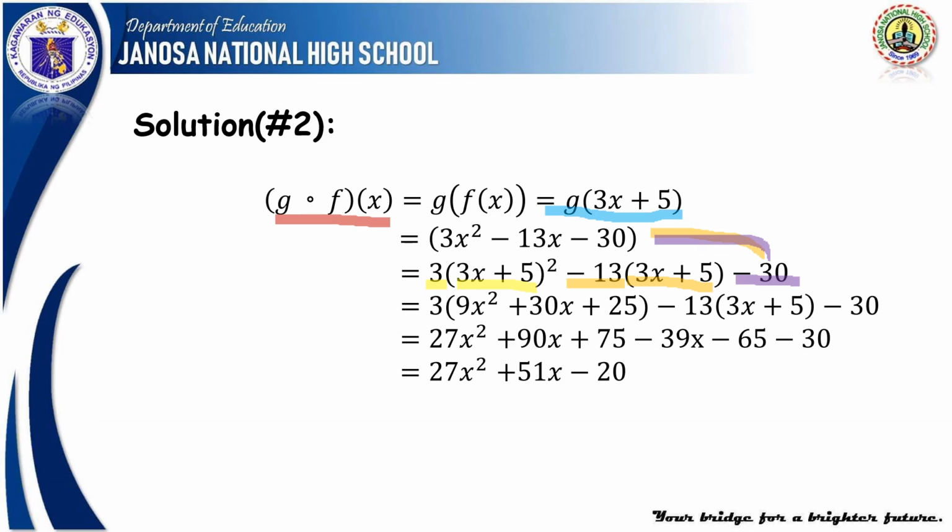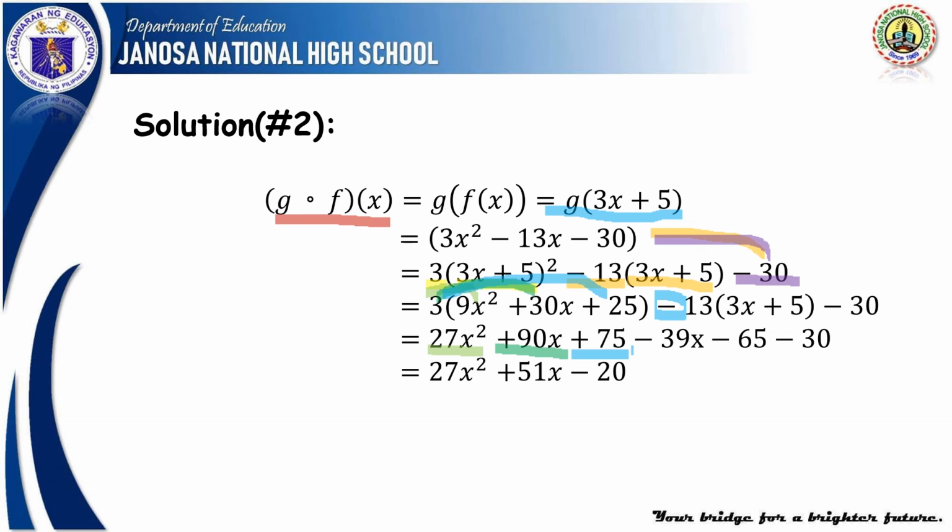So we perform the indicated operations. By using distributive property, we multiply 3 and 9x squared, which is equal to 27x squared. Next, 3 times 30x is equal to 90x. 3 multiplied by 25 is equal to 75.